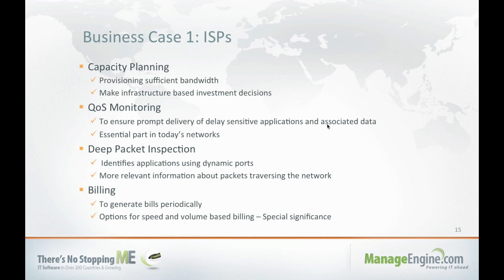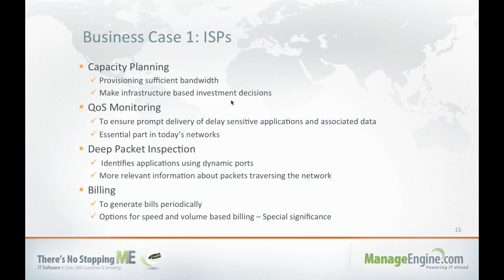So that is basically what your capacity planning report does, so that you can plan your infrastructure, your physical equipment, what you would need to cater to the needs of the customers in the future, or the new customer base that you're acquiring. So provisioning sufficient bandwidth is done with the help of capacity planning reports. The next thing is QoS monitoring.